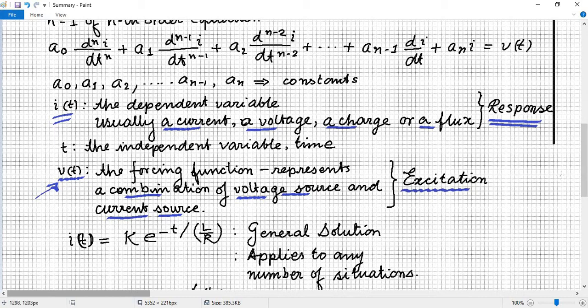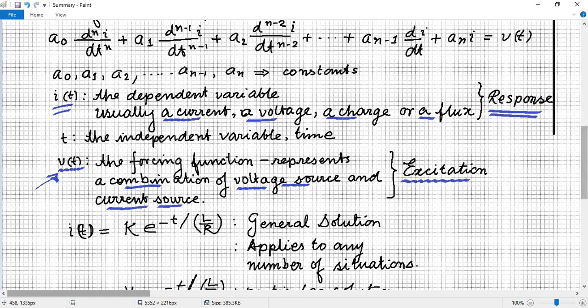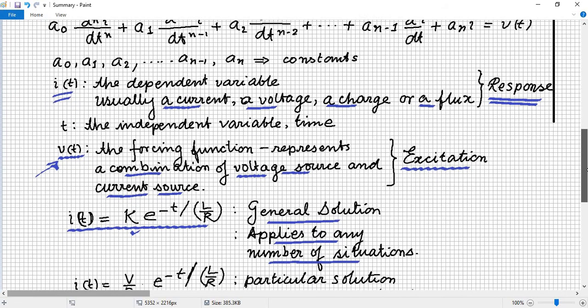Now the solution of the equation for a specific RL series circuit is written in this form: i(t) is equal to K, which is an undetermined constant here, and this is known as the general solution. And this general solution applies to any number of situations.